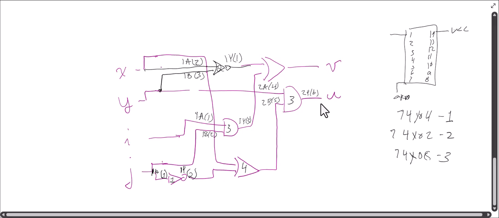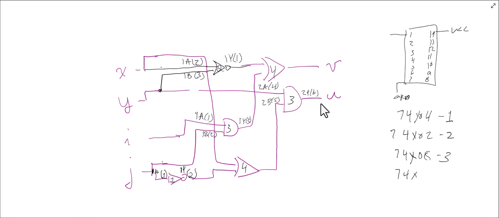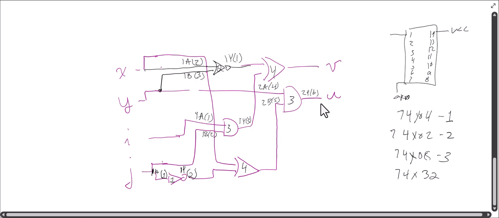And the OR gate is set up the same way. So this will be chip number 4, and that'll be 74X. And this will be 1A pin 1, 1B pin 2, 1Y pin 3, 2A pin 4, 2B pin 5, and 2Y pin 6. And then you have to draw your actual circuit layout. So I'll have my 4 chips.